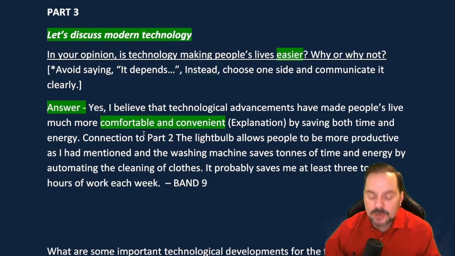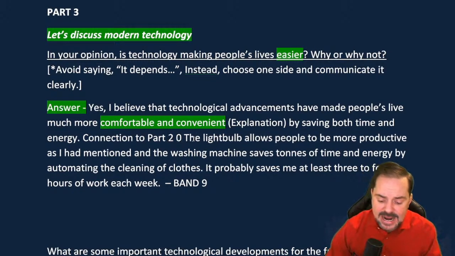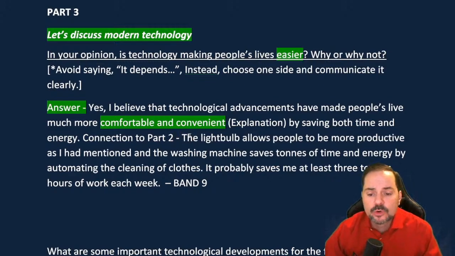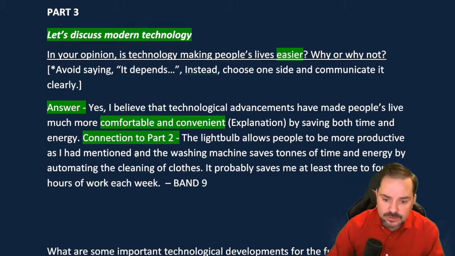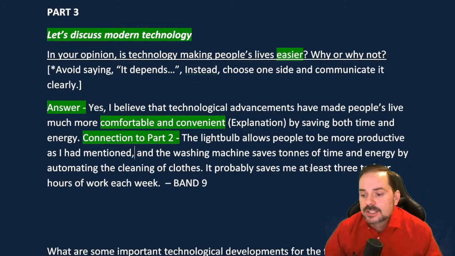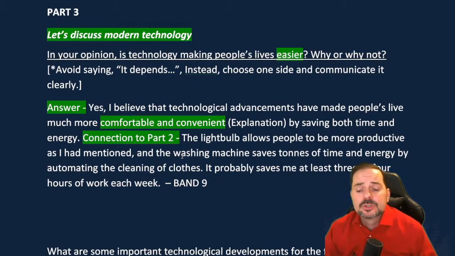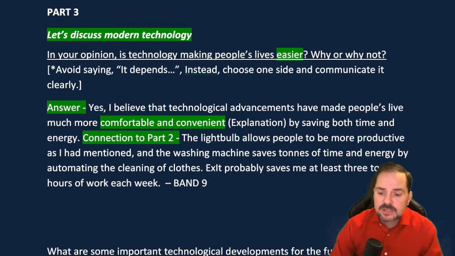And connection to part 2 is very powerful, students. It creates more coherence, more fluency. So connection to part 2. The light bulb allows people to be more productive, as I had mentioned, and the washing machine saves tons of time and energy by automating the cleaning of clothes. So here I'm giving a couple of examples with my explanation, and here's my specific example.